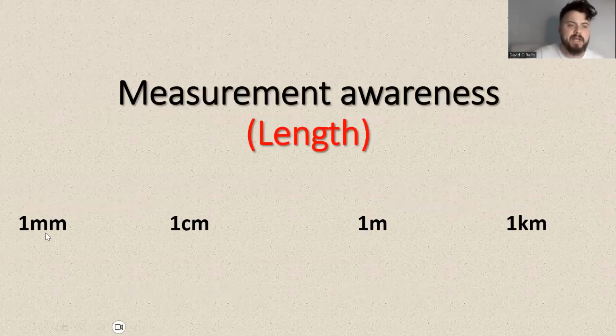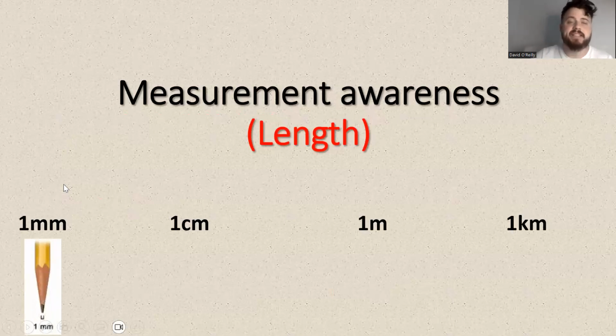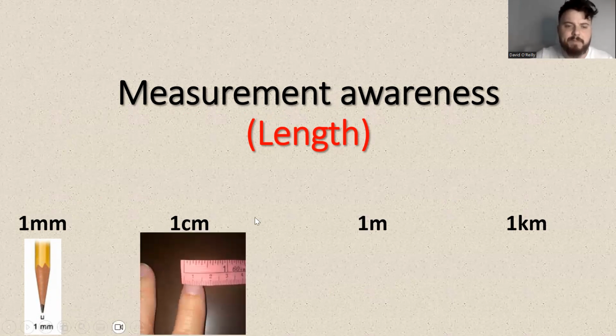So we've got 1 millimeter. Now, 1 millimeter is about the width of a pencil lead. If you look at that pencil lead on the screen, not how tall it is, but how wide it is, it's very thin, isn't it? That's 1 millimeter. Now, a centimeter, slightly bigger, is about how wide your fingernail is. There's not much in it, but just remember that 1 millimeter is very thin, and 1 centimeter is bigger than a millimeter, but it's about the width of your fingernail.